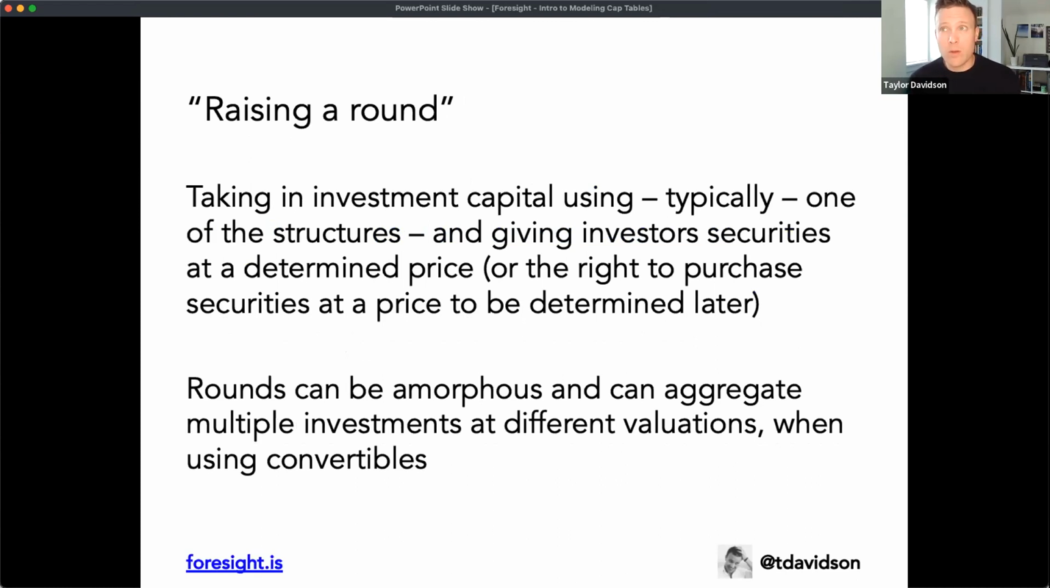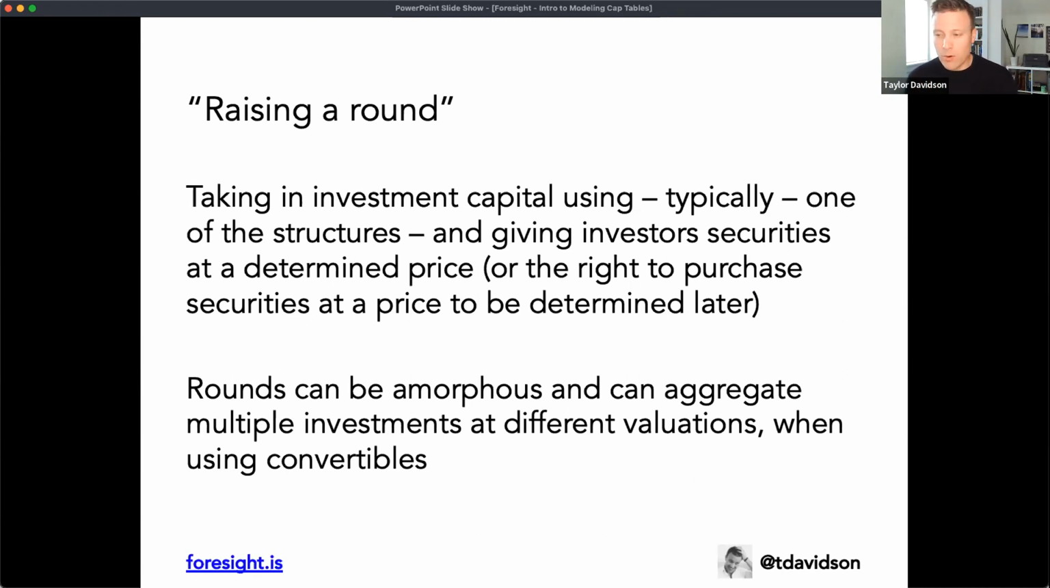The common terminology we use around this is the idea of raising a round. Raising a round just means you're taking in investment capital, typically using one of these structures, and you give them securities at the price. Rounds can be amorphous, meaning not every single bit of money you put in is a round per se. You can bundle groups of notes or SAFEs together to constitute an overall round. It's very common for a company raising money to issue multiple SAFEs at different valuations. Each one is not its own round; they're combined as part of one, and typically aggregated as a round at the conversion point.